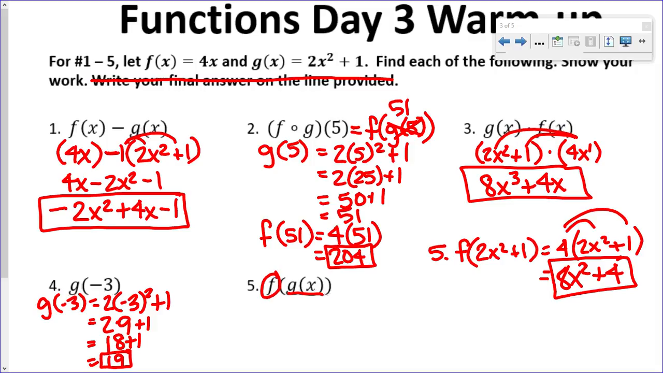So make sure that you're showing your work, however you're finding it, and then write your final answer on the line that's provided. Okay. All right, next I want to look at your functions day 3 worksheet, and I'll go over a couple problems that I think you might have had questions on, since I can't actually ask you what questions you have like I normally do.